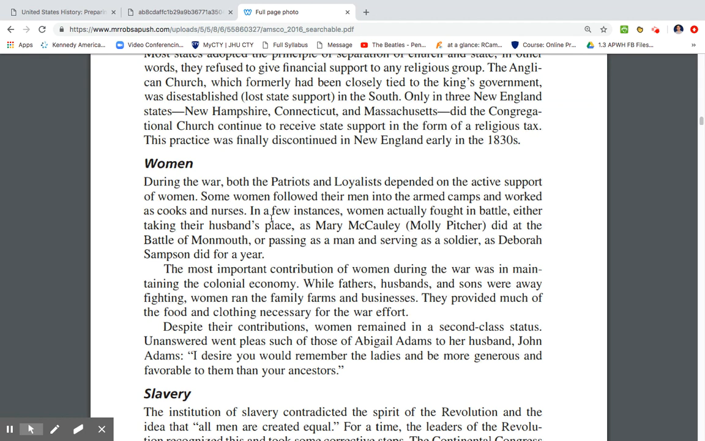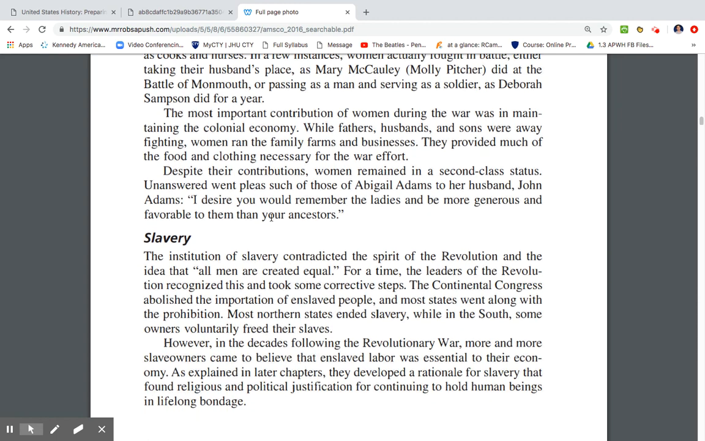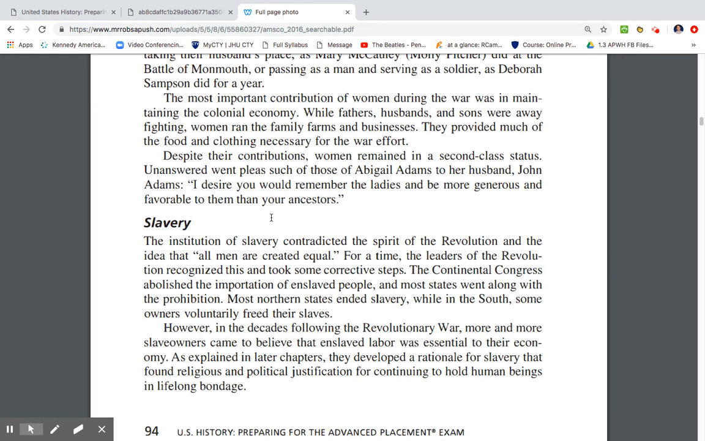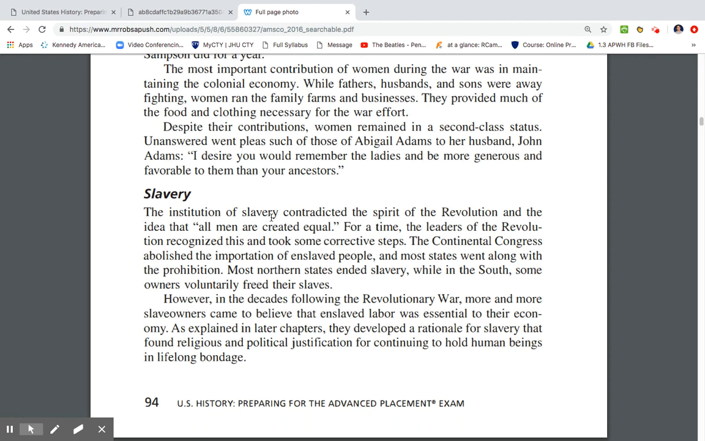Remember, I can't remember the name for it, but I believe it was the Daughters of Liberty that would sew uniforms, right? They would have spinning wars on who could spin the most and provide textiles for the military, but still very patriarchal. The institution of slavery contradicted the spirit of revolution and that all men are created equal.